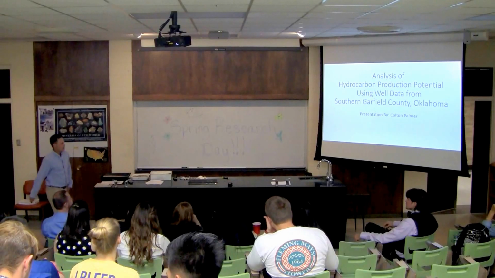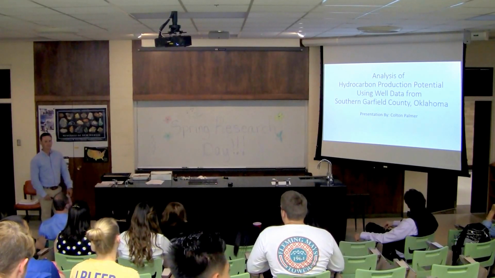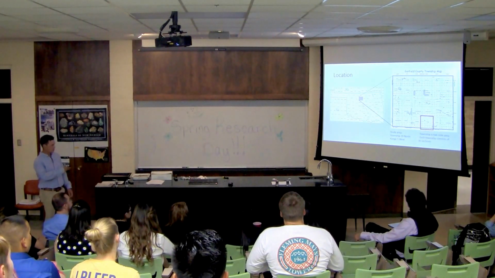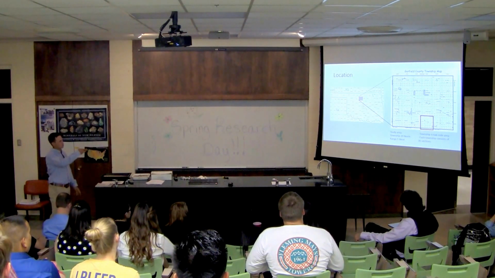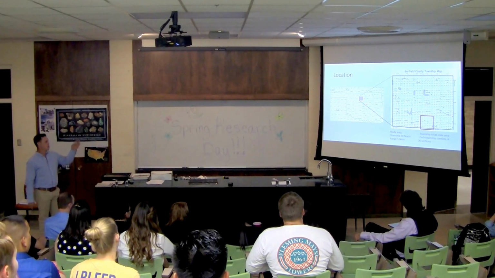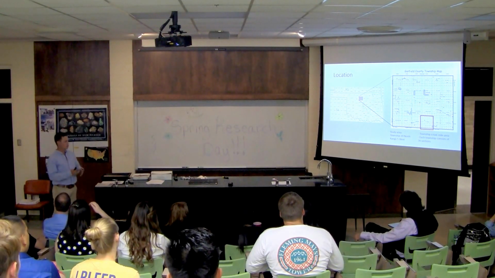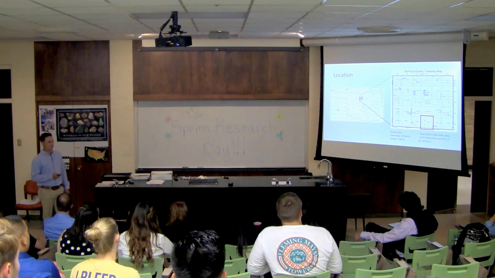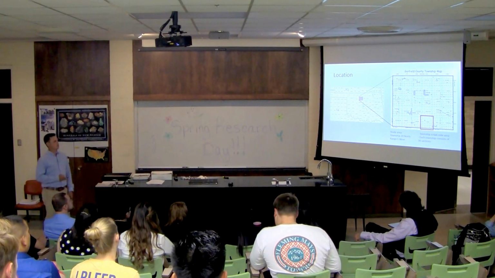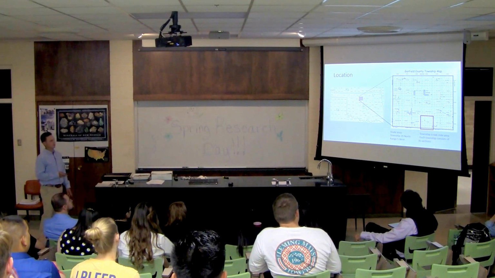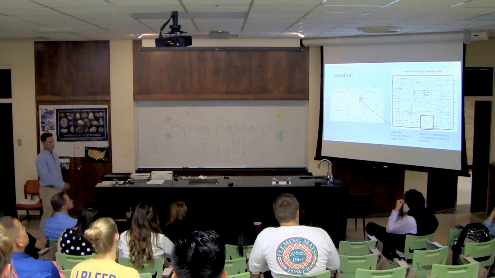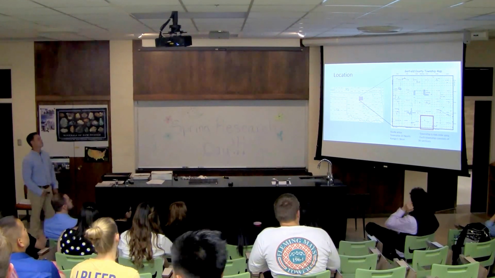So I analyzed hydrocarbon production potential using well data from southern Garfield County, Oklahoma. My study area was in north central Oklahoma, Garfield County, which is this little pink area. Oklahoma is divided into townships. Each township represents a 6 by 6 mile area, and each township consists of 36 sections. A section is just a mile by a mile. The area that I focused on was down here, this red box. That's township 20 north, range 5 west.